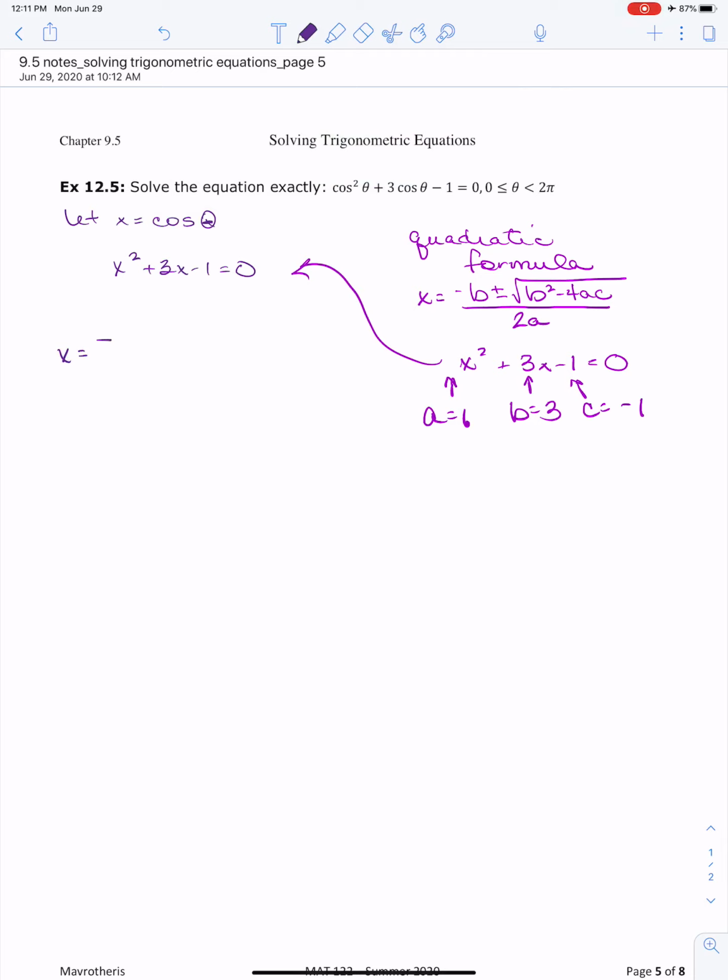X equals negative, b is 3, plus or minus the square root of 3 squared minus 4, a is 1, c is -1, and that is all over 2 times 1. Gives me a -3 plus or minus the square root of, I've got 3 squared, which is 9, minus 4 times -1, so minus -4 plus 4. Gives me a 13 in here, all over 2.